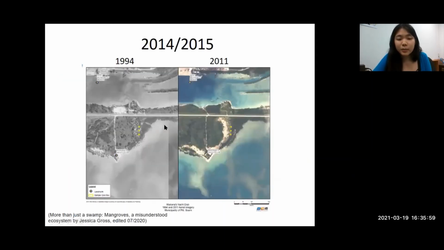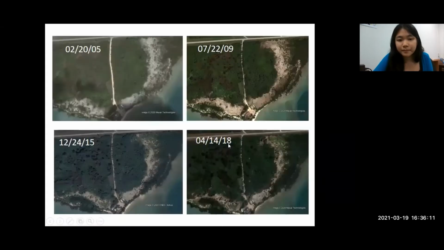And then looking at some more aerial imagery closer to the Marianas Yacht Club, it looks like there's been some change from 1994 to 2011. Some of this area opened up. These 3 boxes represent some more restoration sites. And over time, it looks like that restoration work has helped fill in some of these areas. You can see the gap was a little bit bigger back then, and it's starting to naturally recover.